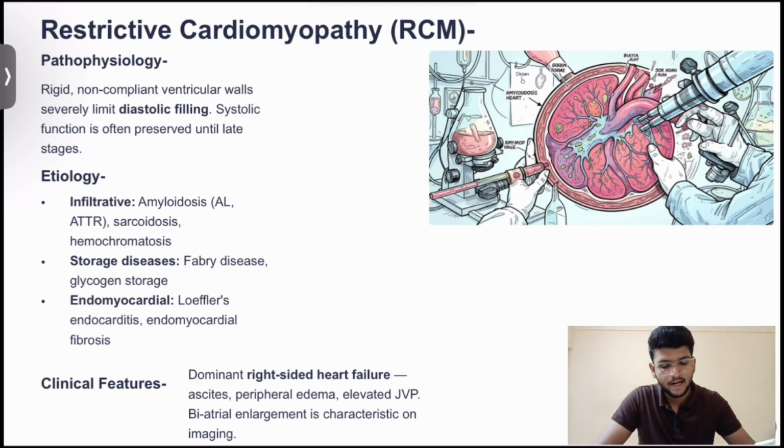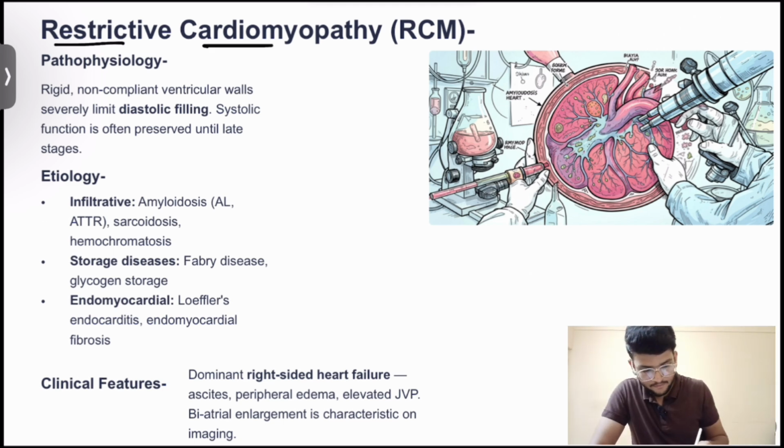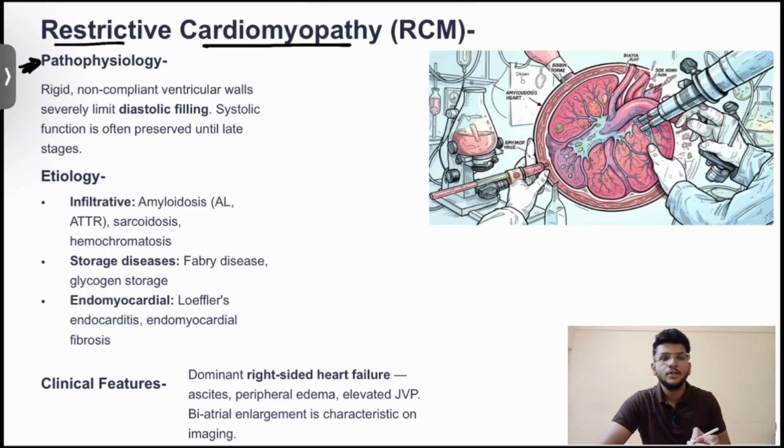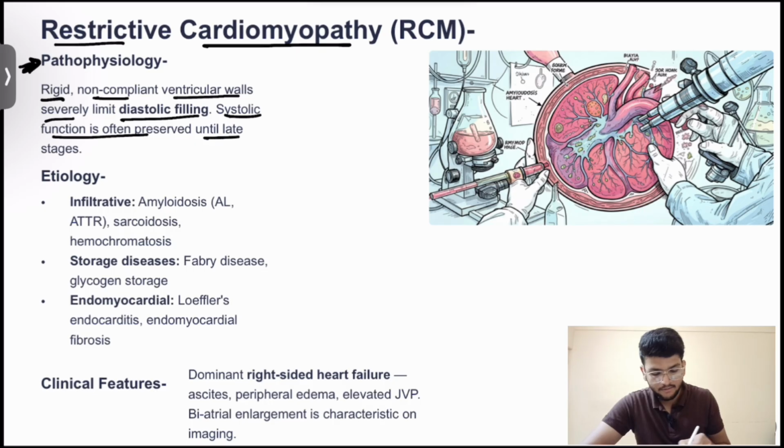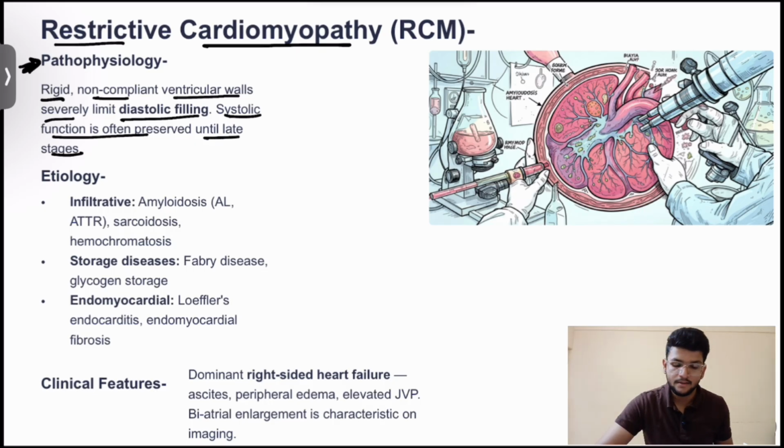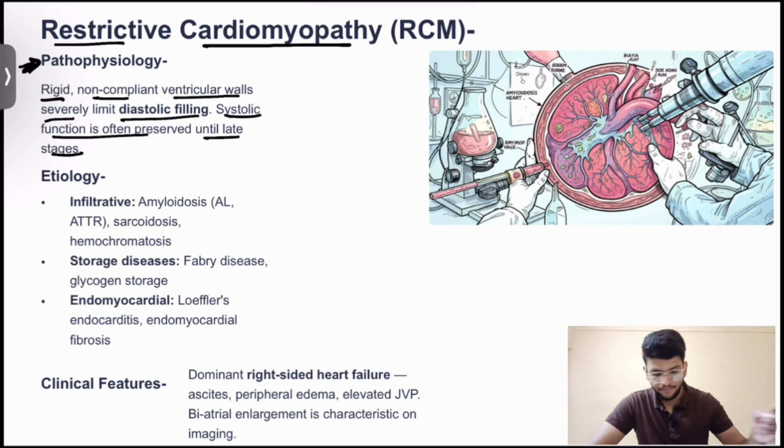Next, we have restrictive cardiomyopathy. The pathophysiology behind restrictive cardiomyopathy is rigid, non-compliant ventricular walls severely limiting diastolic filling. Systolic function is often preserved until late stages. Basically, it is due to ventricular stiffness, where the myocardial wall becomes stiff and limits the diastolic filling, causing the restriction and leading to the cardiomyopathy.